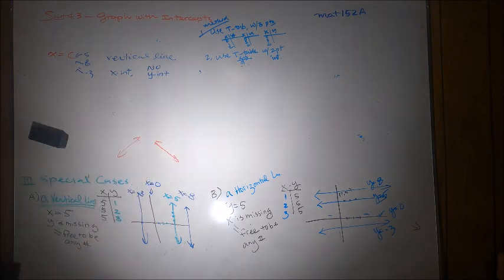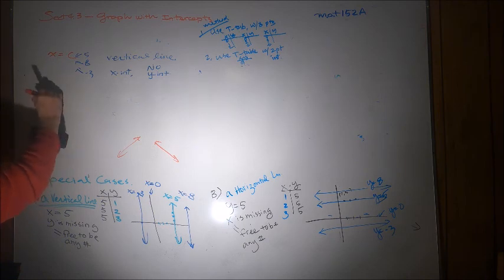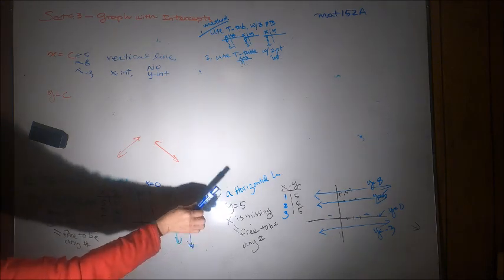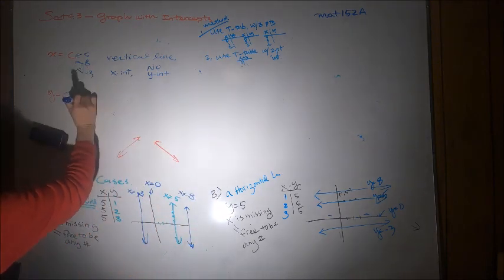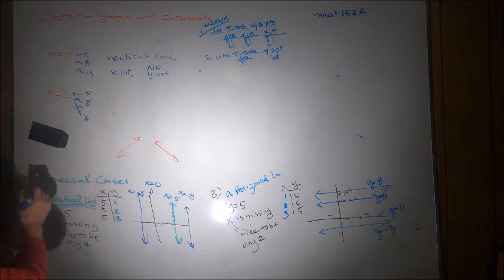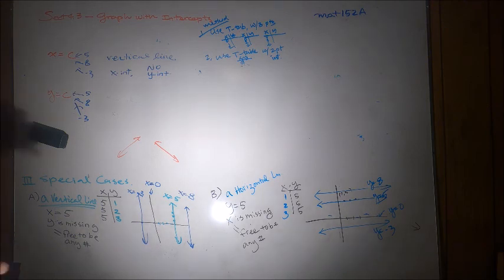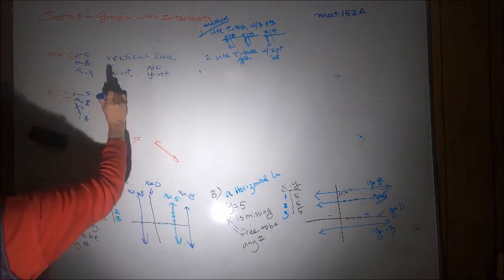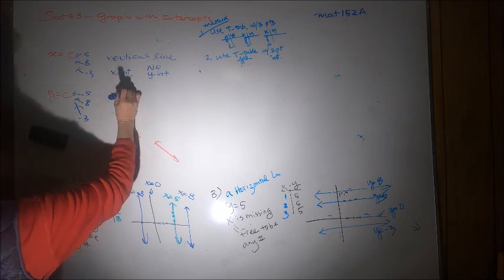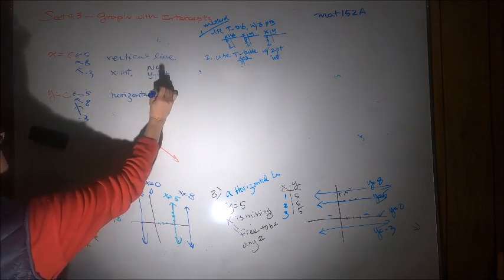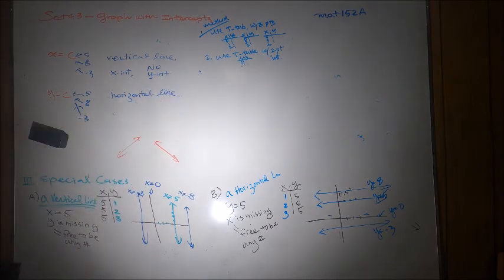Slant lines, okay? If you have, say, y equals c, means y equals some kind of number like this. Maybe 5, maybe 8, maybe -3. Then you don't have an x. Means x is free to run, going left and right. Then, if it goes left and right, we will have a what? Horizontal line. Right?